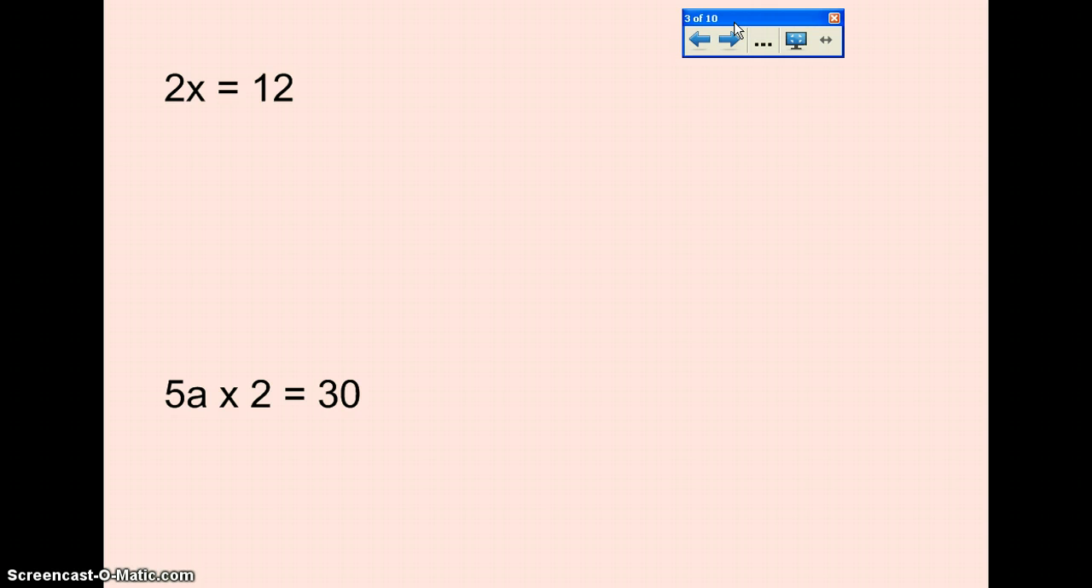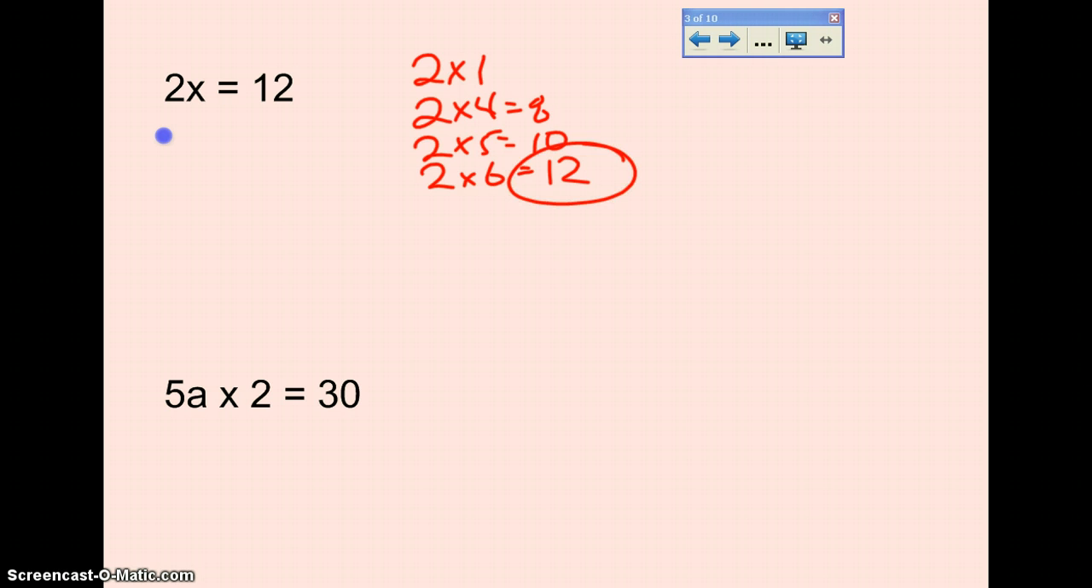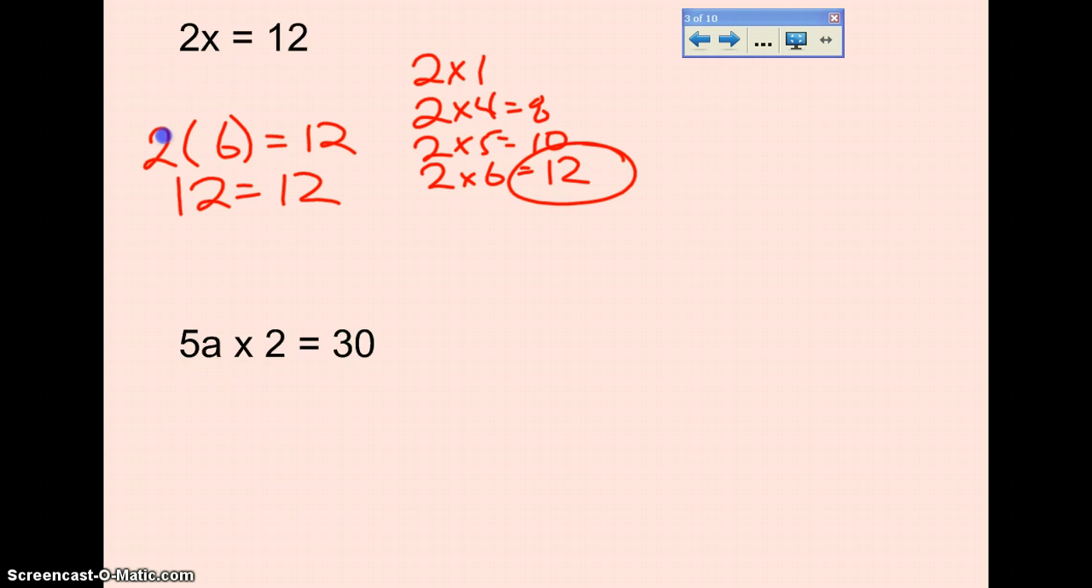So the 2x equals 12. Something times 2 equals 12. So let's start with the 2 times 1. So 2 times 1 does not work. We know that 2 times 4 equals 8. That's not it. 2 times 5 equals 10. That's not it. 2 times 6 equals 12. There it is. So by process of elimination, we know the x in this situation is actually 6. Good.